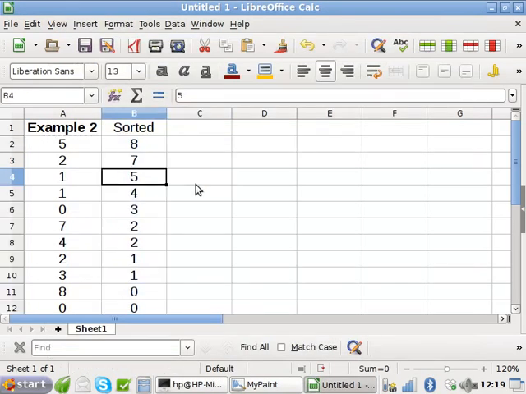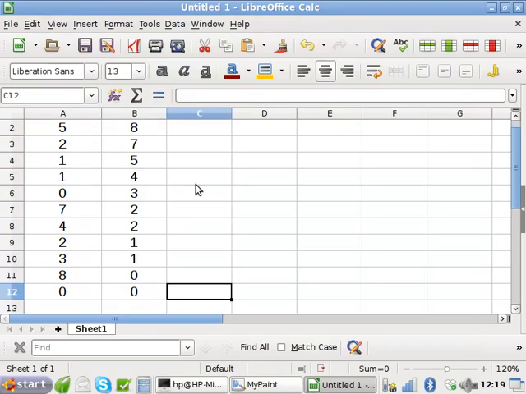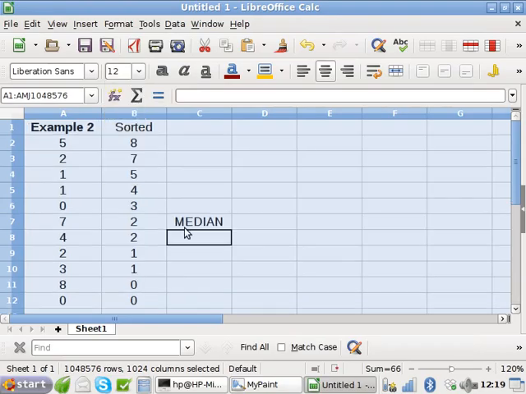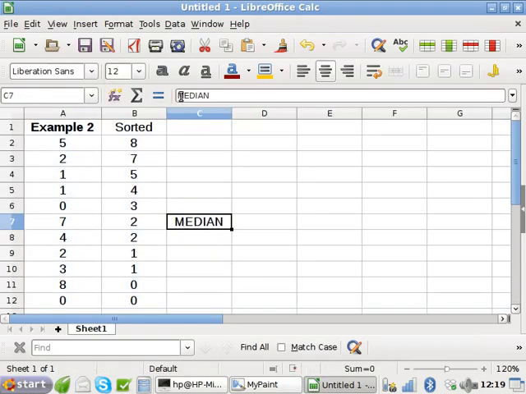So the median, let's see, if we start down the bottom here, 1st, 2nd, 3rd, 4th, 5th, 6th. So this is the median here. Okay, so let me just make this a tiny bit smaller. Okay, so this one here is equal to the median.